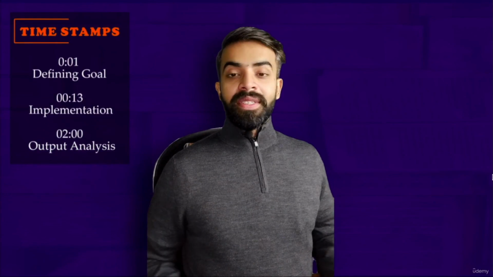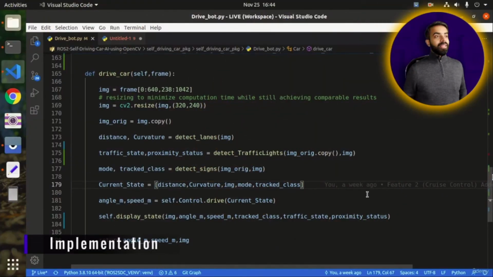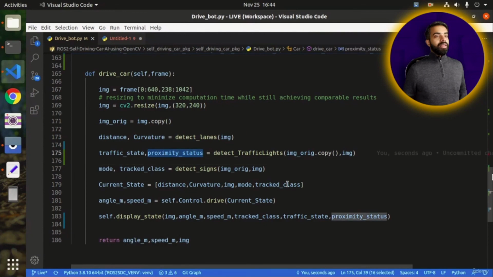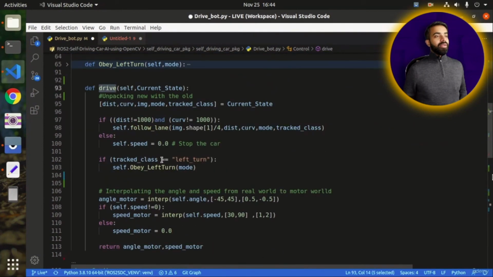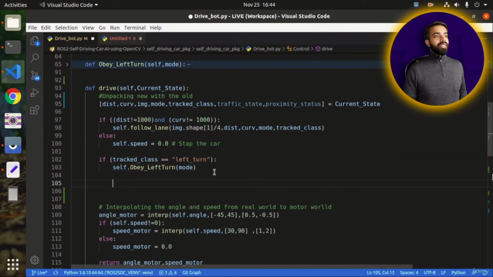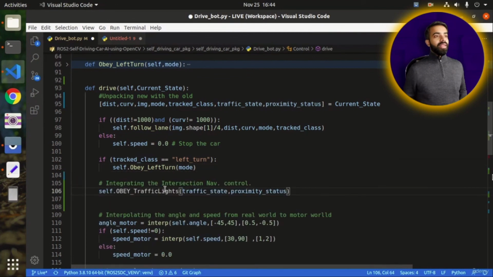Hi guys, previously we did the first part, that is traffic light detection. Now we do its second part, that is building the control system to act upon this received information. For this purpose, we pass in the traffic state and the proximity status to the control system as the current state of the car. Then, inside the drive function of the control system, we unpack the current state as in traffic state and the proximity status. Then we call the function to actually perform the navigation. This will be obey traffic lights. This takes in two arguments, the traffic state and the close proximity.